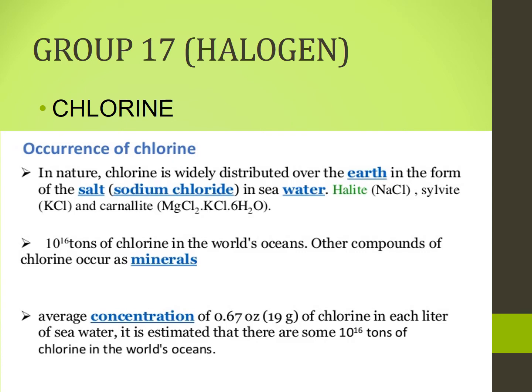Do you understand? The average concentration is 0.67 gram of chlorine in each liter of seawater. It is estimated that there are some 10 power 16 tons of chlorine in the world oceans. So this is the occurrence of chlorine. Our earth contains a large amount of chlorine in seawater, that is sodium chloride, and from sodium chloride chlorine is extracted by certain chemical processes.